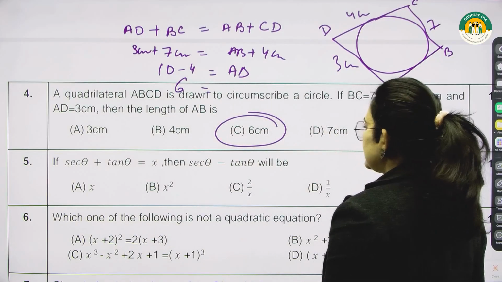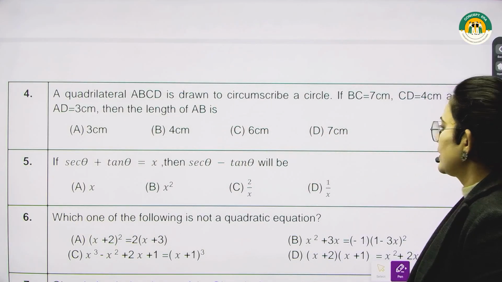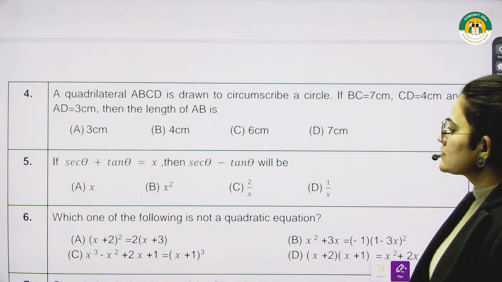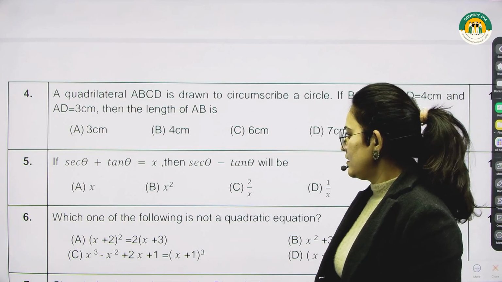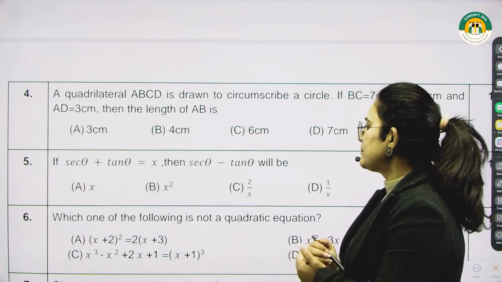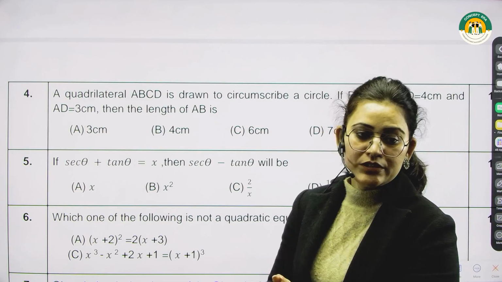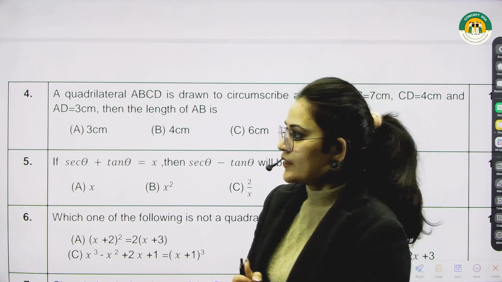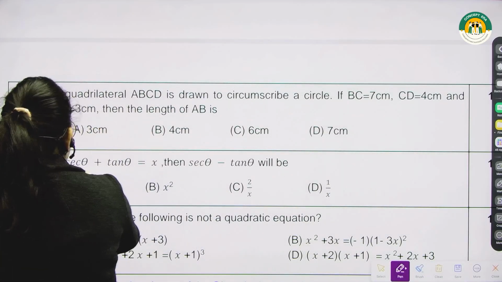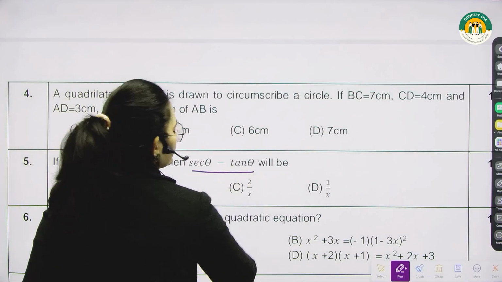If secant theta plus tan theta is equal to x, then we have to find secant theta minus tan theta. Now what will be secant theta minus tan theta? We have to check where this condition is applied.